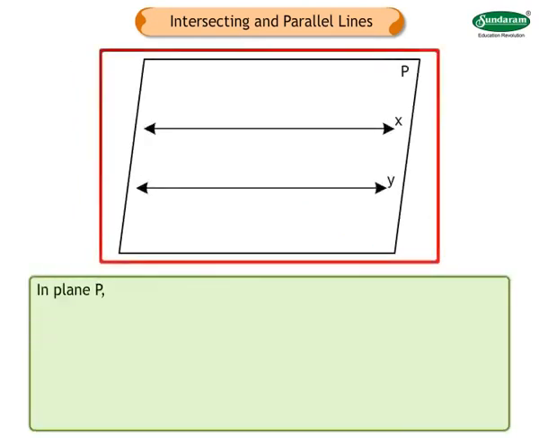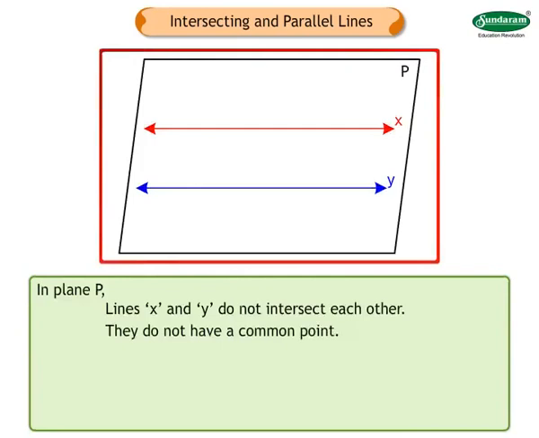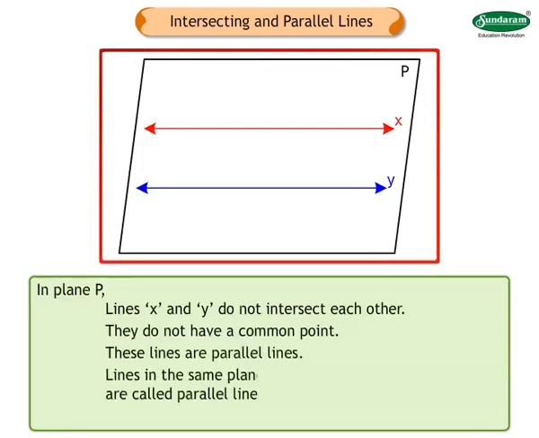In plane P, lines X and Y do not intersect each other. They do not have a common point. These lines are parallel lines. Lines in the same plane which do not intersect each other are called parallel lines. It is written as line X is parallel to line Y.